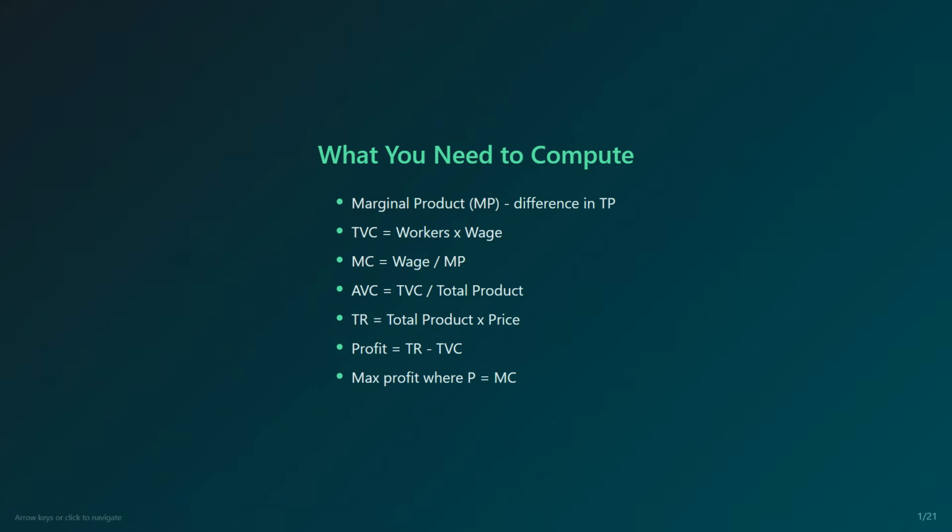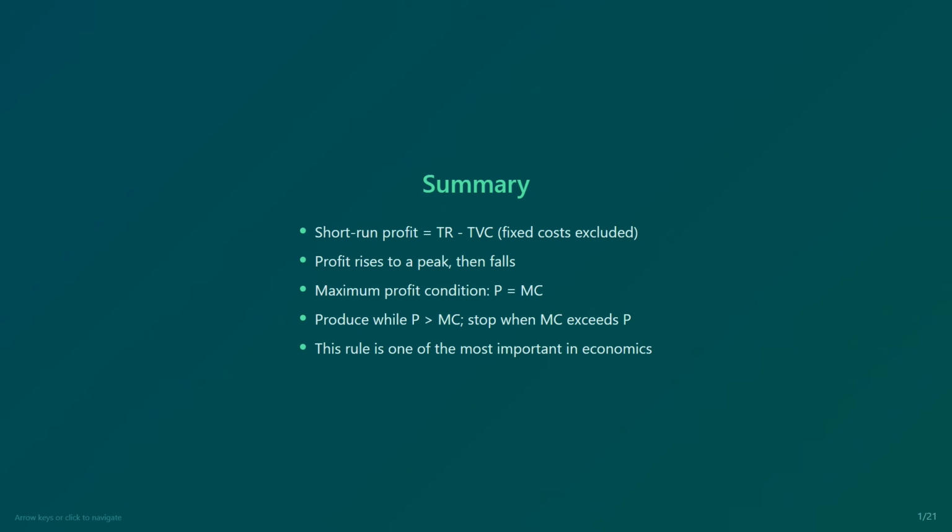And finally, how to find the maximum profit point, that is, where P equals MC, or more precisely, the last point where P is still greater than MC. The rule P equals MC is one of the most important rules in economics. It tells us that the producer will continue producing as long as the price they receive is greater than the cost of producing one more unit. The moment the cost of the additional unit equals or exceeds the price, they stop. And that is the point of maximum profit.